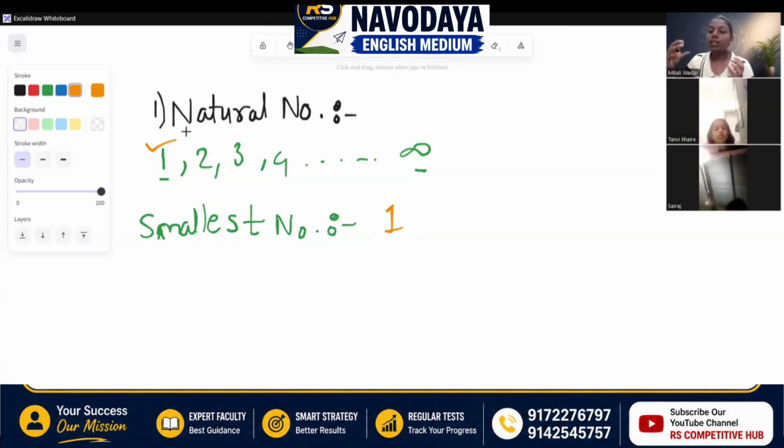From which number do we start a series or a number system? In a number system, if we are counting lots of numbers, the starting number is always the smallest number. Remember that the number from which we start is always the smallest number.